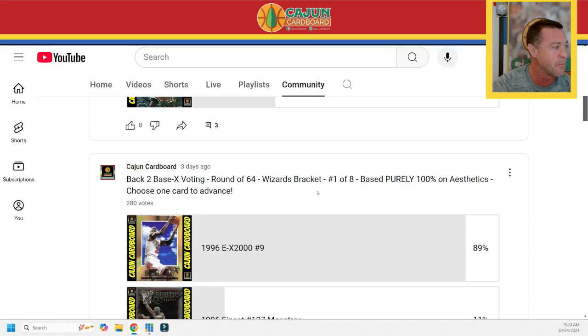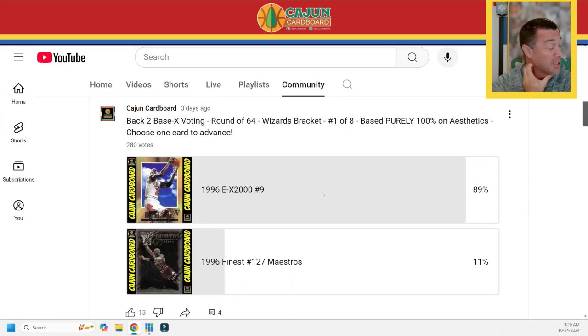Let's look at matchup number 2. Matchup number 2 was the biggest blowout. This was not close, and this is sort of what I expected. I'm not sure it would have mattered who was matched up against this 1996 EX2000. This is a big boy card. Again, we don't like to talk about value, but this is a serious card when it comes to the value in a PSA 10 slab. I've actually had the privilege and honor of receiving a raw copy come back from PSA as a PSA 10, and let me just tell you, I was thrilled when that happened.